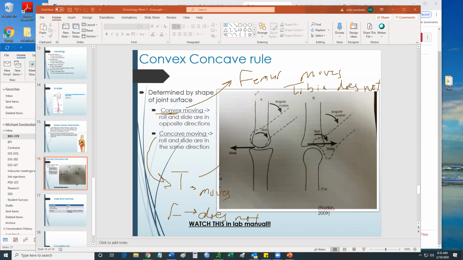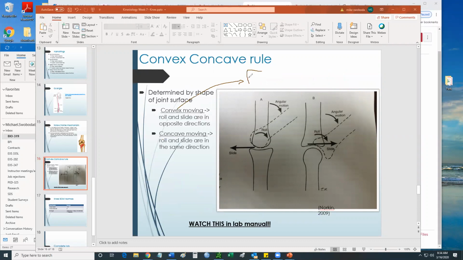How do we do that? If your foot is on the ground, you have a convex movement. If your foot is in the air, you have a concave movement, okay? Convex, foot on ground, concave, foot in air.